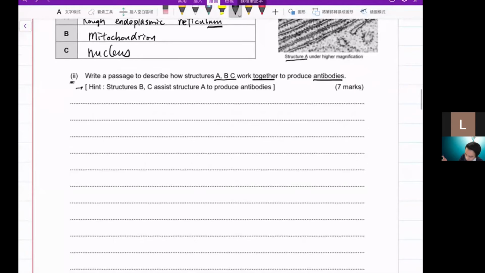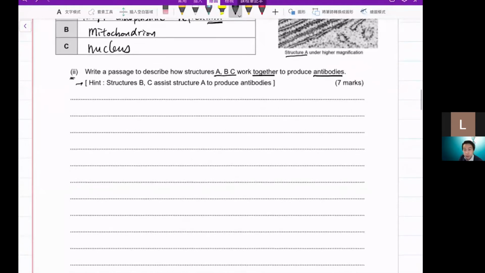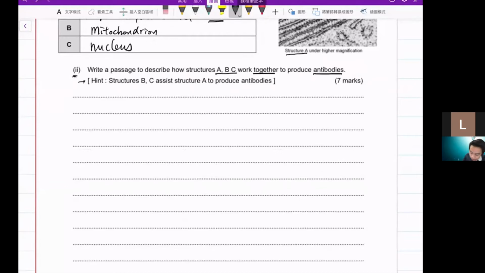So pay attention to the style of your answer, okay? First, I will talk about nucleus, because to produce protein, nucleus is the first organelle that you need to mention, because nucleus, which is structure C, carries DNA.